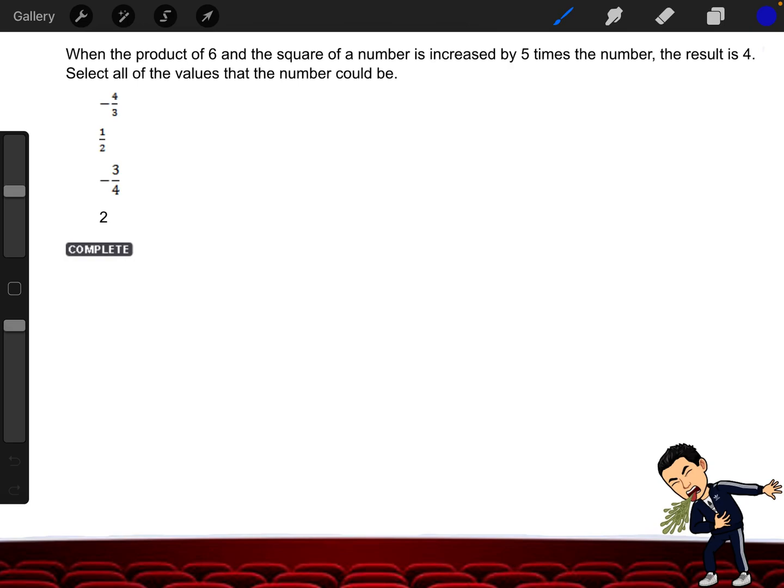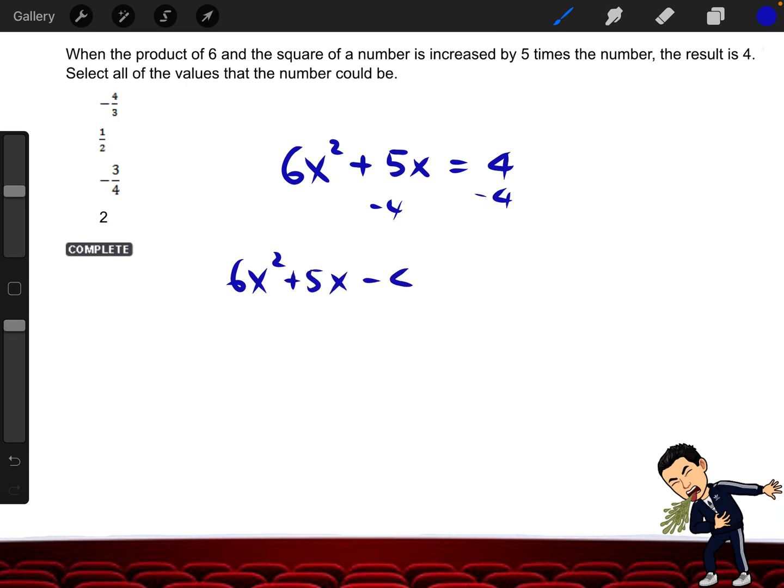Okay, so when the product of 6 and the square of a number, so x squared, is increased by 5 times the number, and the result is 4. I think this is the same question as the previous one. You just go ahead and solve it, right? So you want to subtract 4 on both sides. So you've got 6x squared plus 5x minus 4 equals 0.